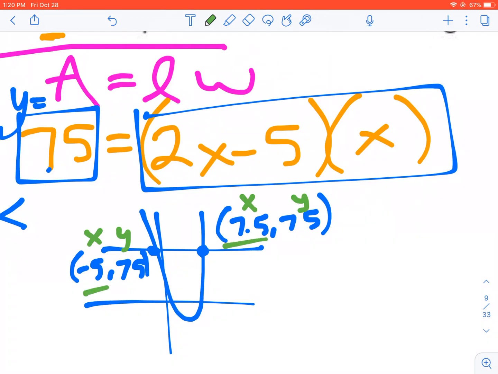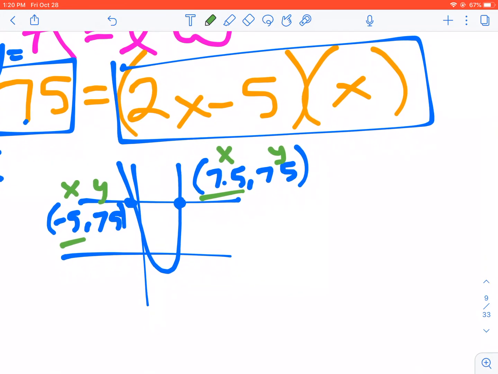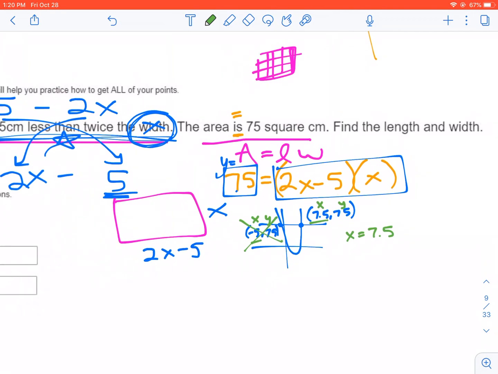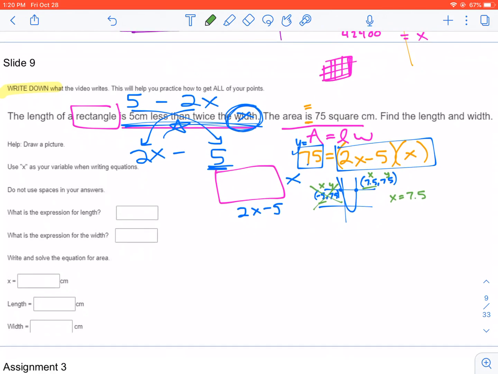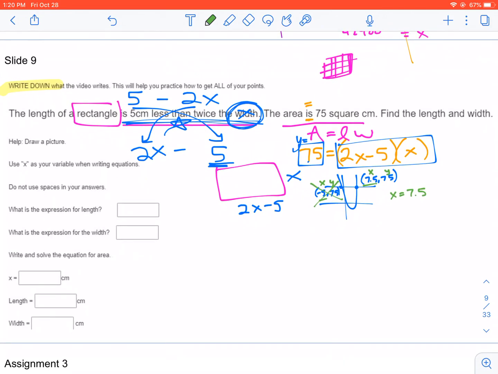So some of you might be thinking there's a problem because that gives me 2 x values, and I'm just asking for what is the width. There's not 2 answers. If I'm asking for a measurement, the measurement is not going to be negative. This answer doesn't make sense in this real life situation. So our answer is just going to be 7.5. Okay. We are going to have to go in and do some catching up here in just a minute. So let's go ahead and do that.